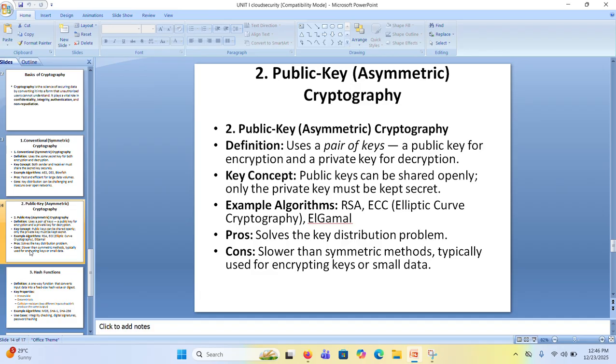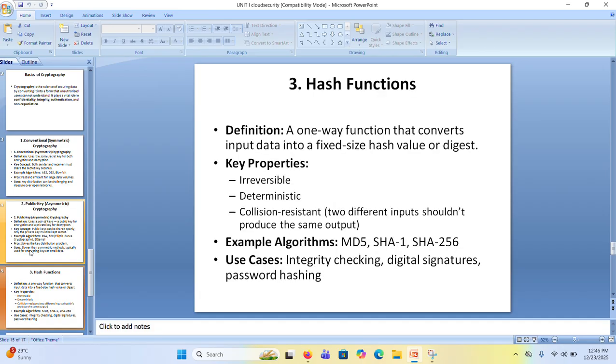Hash function: a function that converts input into a fixed-size hash value or digest. Key properties: irreversible, deterministic, and collision resistant, meaning two different inputs should not produce the same output. For example, MD5 and SHA-256. Use cases: integrity checking, digital signatures, and password hashing.